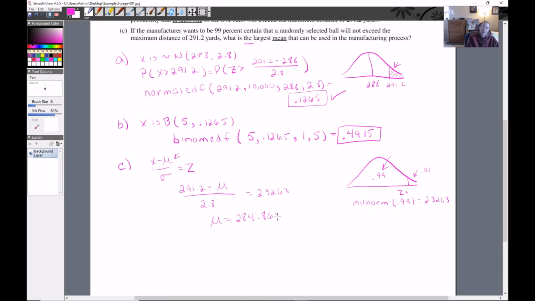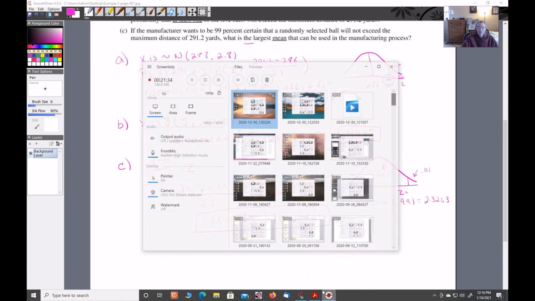284.686. There I go again. 0.686. And remember, this has units, so yards. And that is correct. So that's not probability, but they did mix in something related to it. So I'm going to pause again.